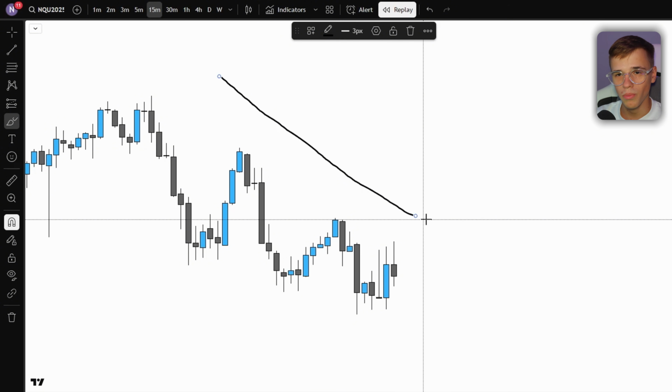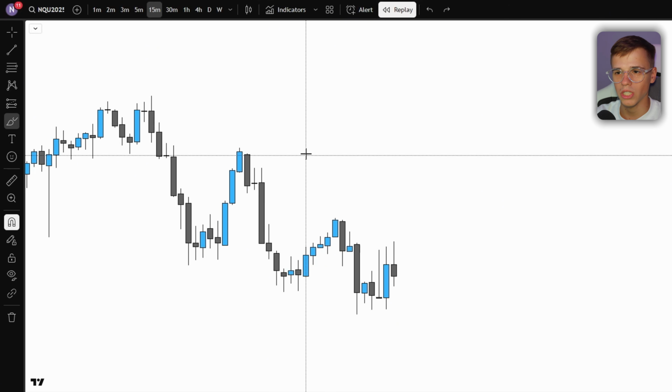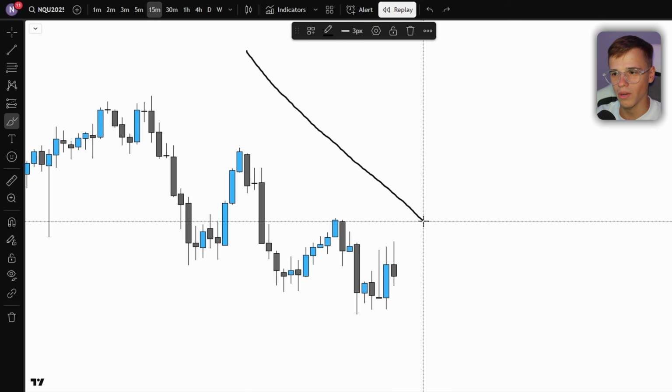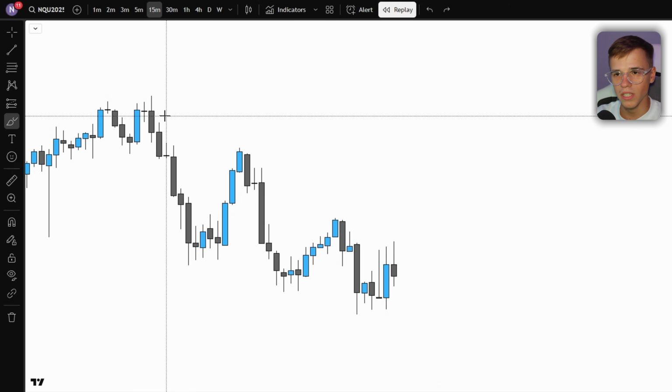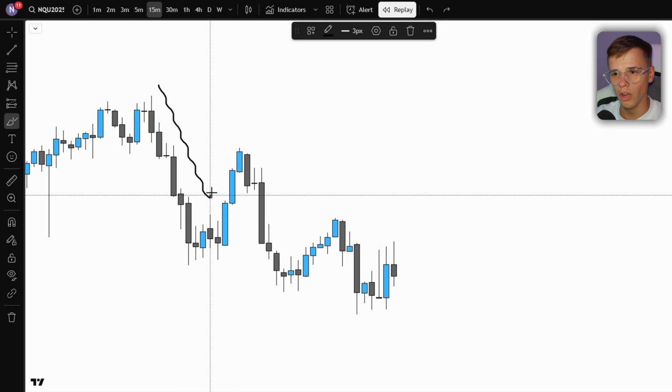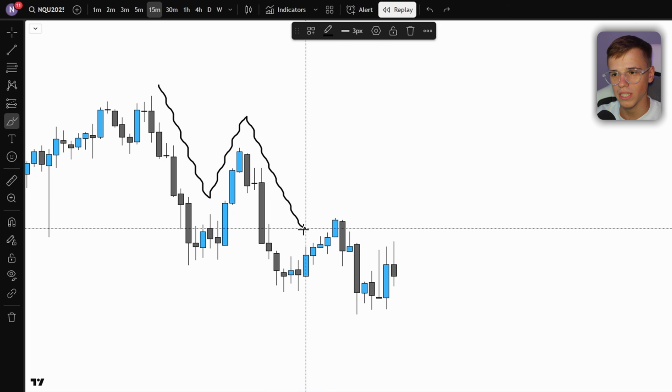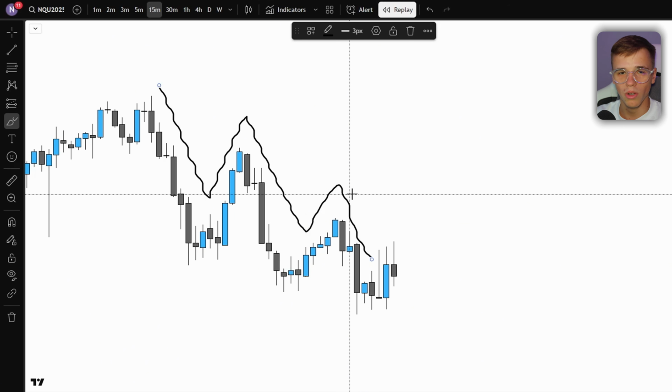But what's going to be more important is that we understand how the price is doing that. So price is not just dumping to the downside like this. Price is doing a specific movement where it's creating lows and highs in the market. You can see right here that the market is creating lows and highs, and how are we going to capitalize on that?